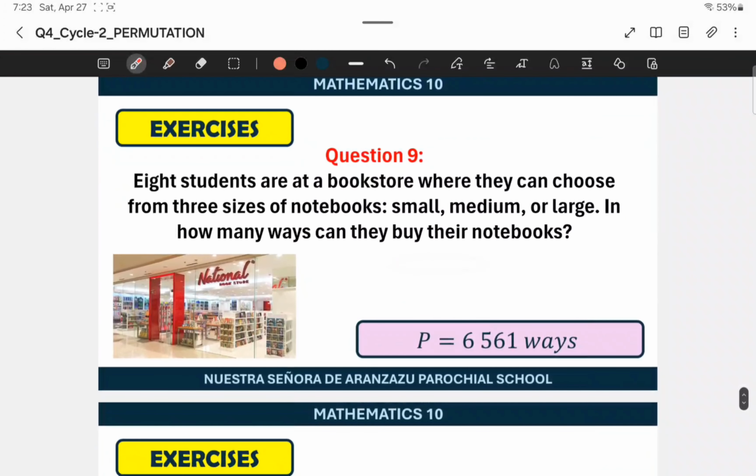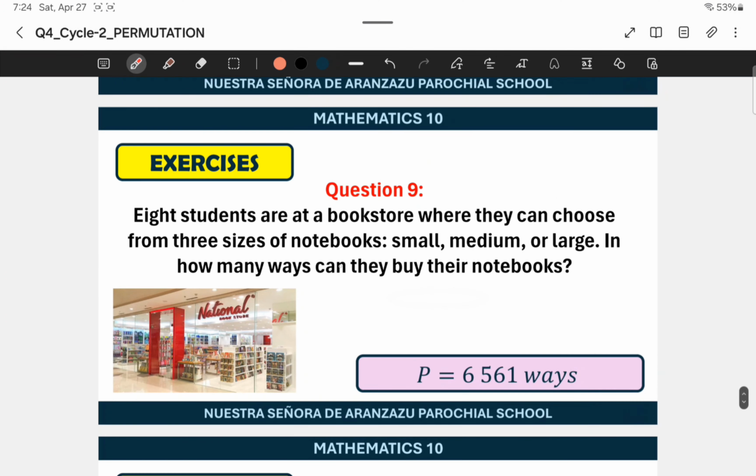Next, number 9. 8 students are at a bookstore where they can choose from 3 sizes of notebooks: small, medium, or large. In how many ways can they buy their notebooks? So, dito ma-apply natin yung formula with repetition. Yung n raised to r.